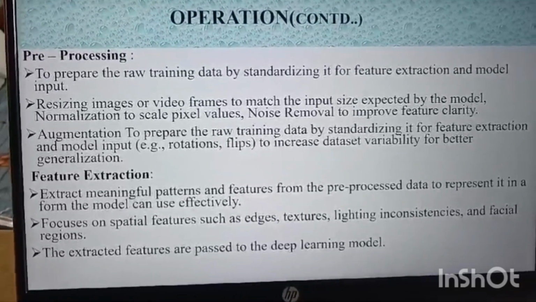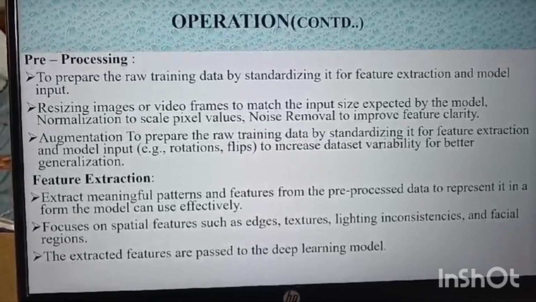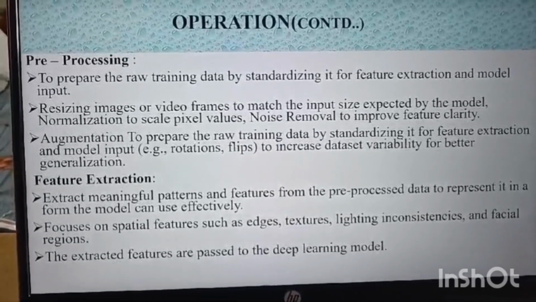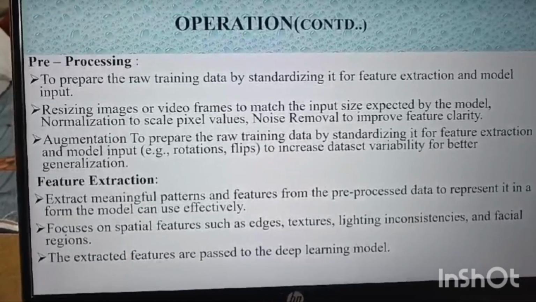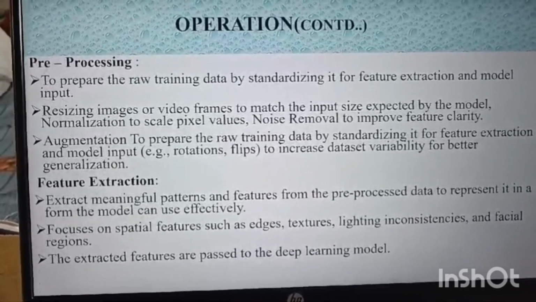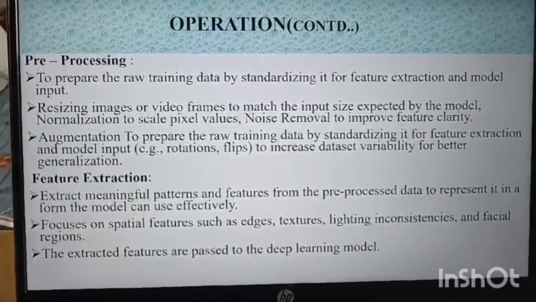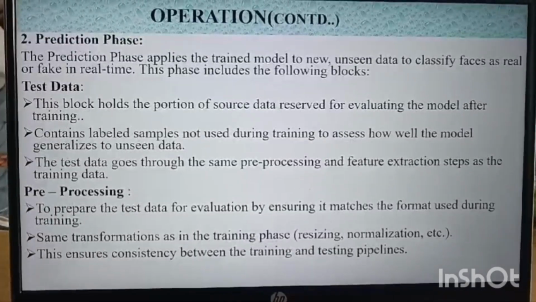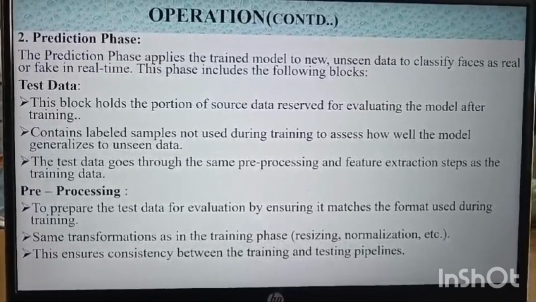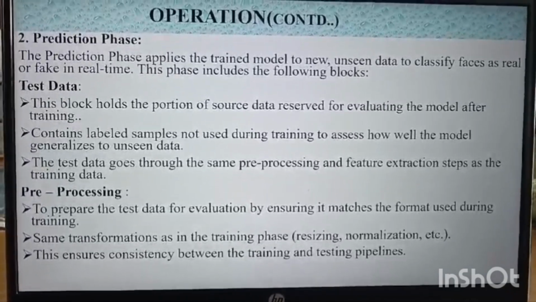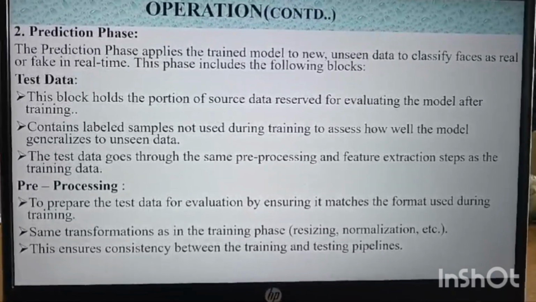Feature extraction: extract meaningful patterns and features from the pre-processed data to represent it in a form the model can use effectively. It focuses on spatial features such as edges, textures, lighting inconsistencies, and facial regions. The extracted features are passed to the deep learning model. Prediction phase: the prediction phase applies the trained model to new unseen data to classify faces as real or fake in real time. The phase includes the following blocks.